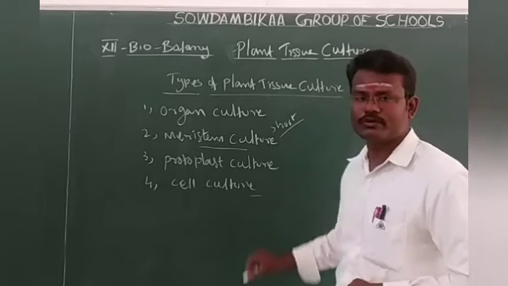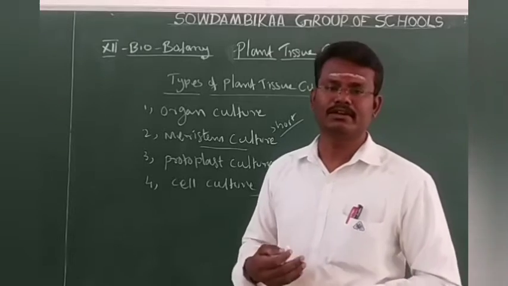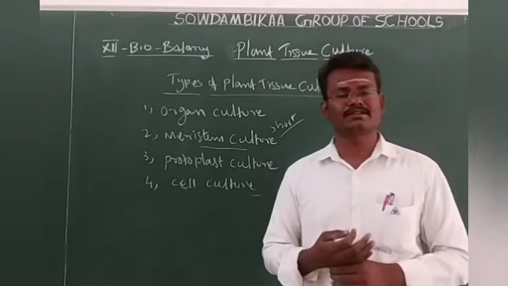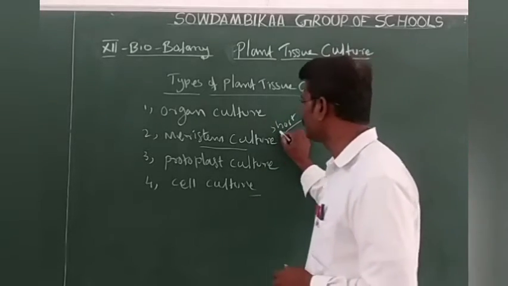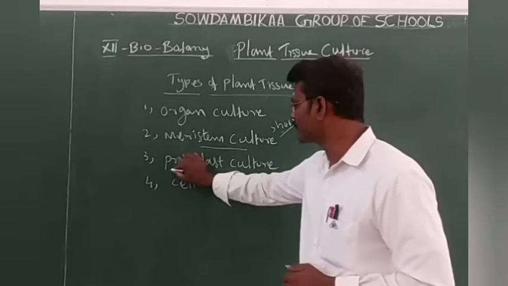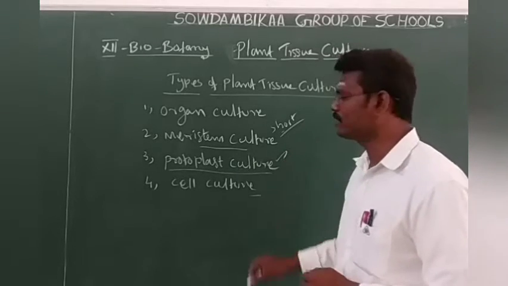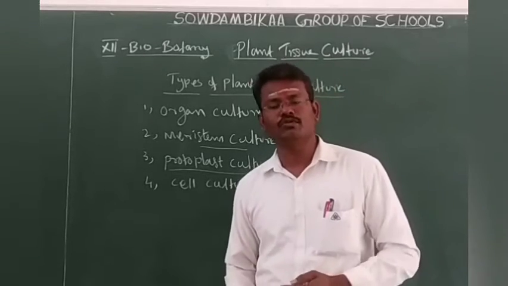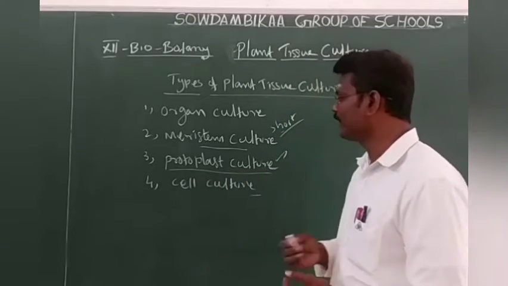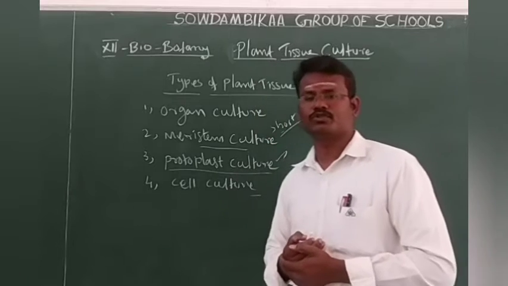Shoot meristem is virus resistant. We can produce virus resistant plants using shoot meristem culture. The next culture is protoplast culture, very important. Sometimes a 5 mark question, sometimes a 3 mark question, or 1 mark questions are asked from protoplast culture. Very important 5 mark questions.